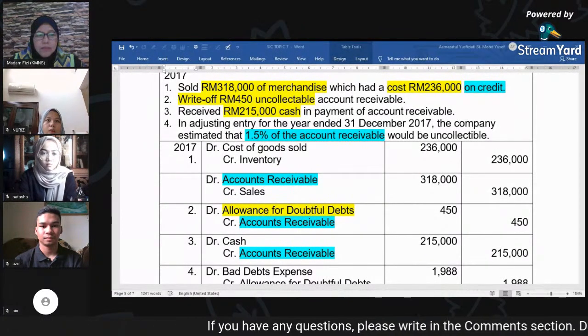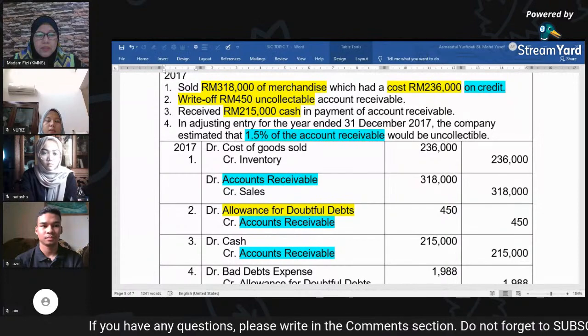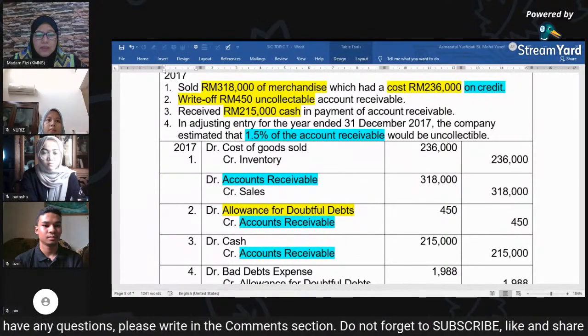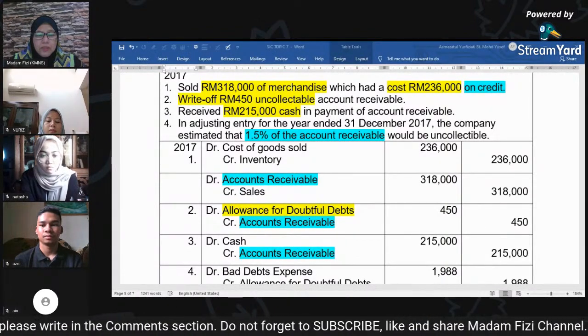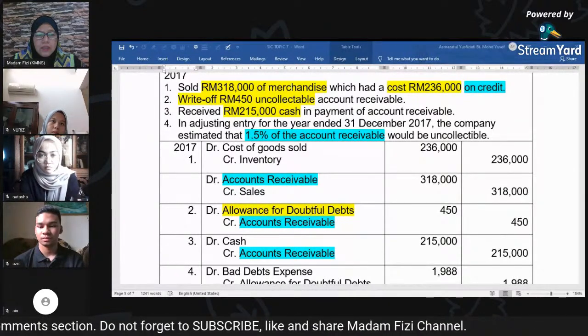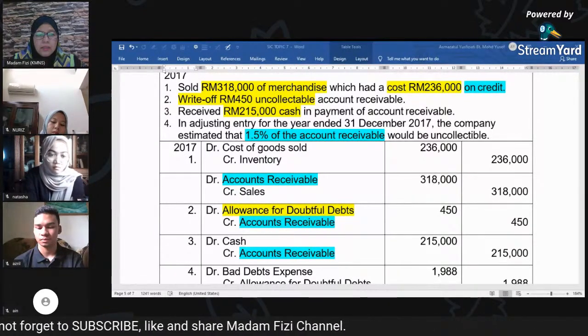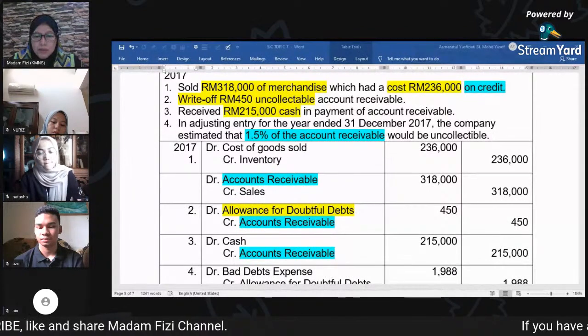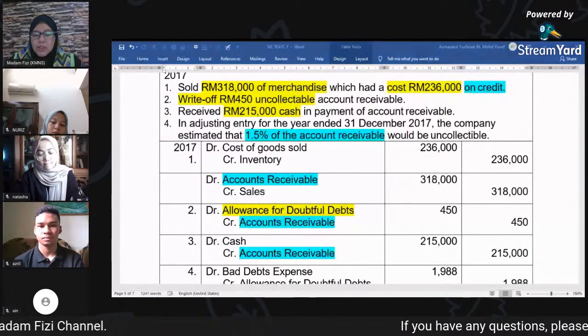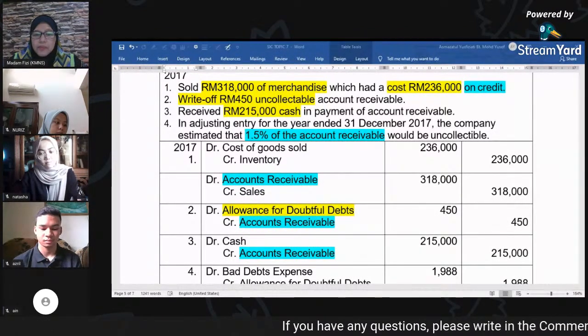Siapa yang tak ada ni? Nuris, semua ada? 1, 2, 3. Ain. Oh, Ain tak ada gambar. Okay, so we continue with the question.